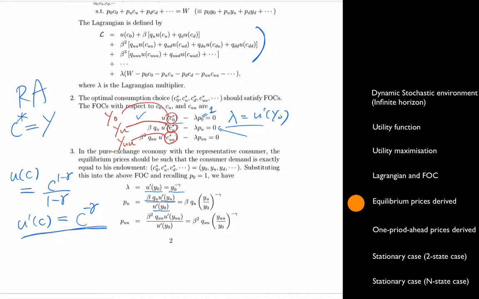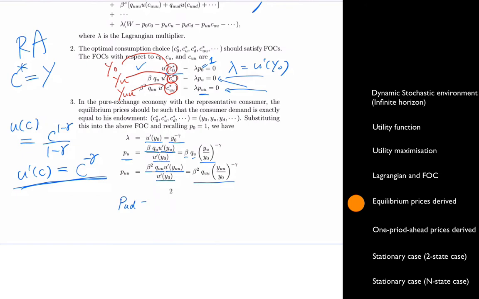And because of this power utility function assumption, PU is equal to beta times probability QU times the endowment ratio YU over Y0 to the power minus gamma. And similarly, this third equation gives us the equilibrium price of the node UU good, that is PUU is equal to beta squared times probability QUU, times U prime of YUU over lambda, U prime of Y0, and we have this equation. Similarly, what is the price of the node UD good? That should be equal to beta squared times probability QUD times the endowment ratio YUD over Y0 to the power minus gamma.